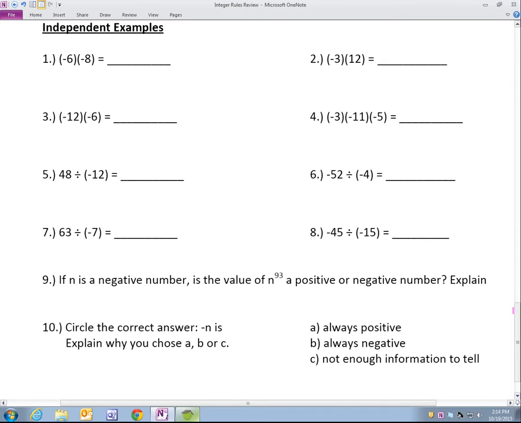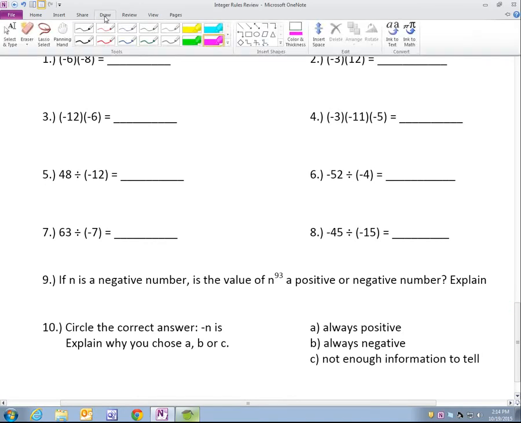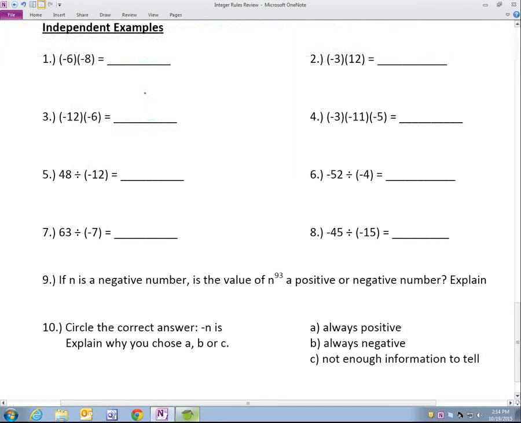We'll get there. Here's what I'd like you to do. I'm going to do the first one with you. 40, negative 6. Stop. Negative 6 times negative 8. There are two negatives there. That's an even number, so we know it's going to be positive. And 6 times 8 is 48. I would like you all to do these, but stop after 8. Go.